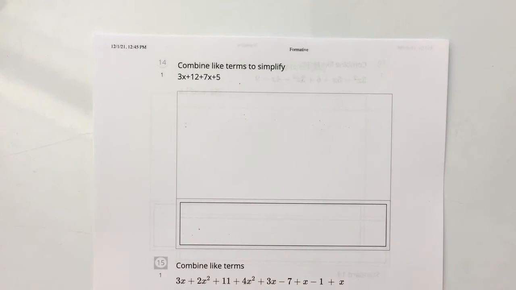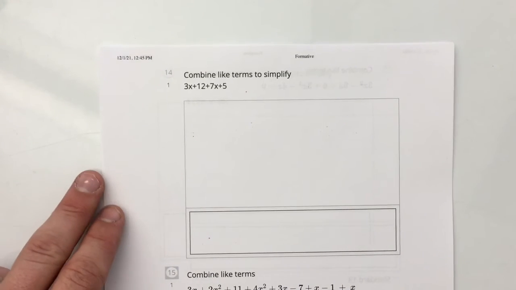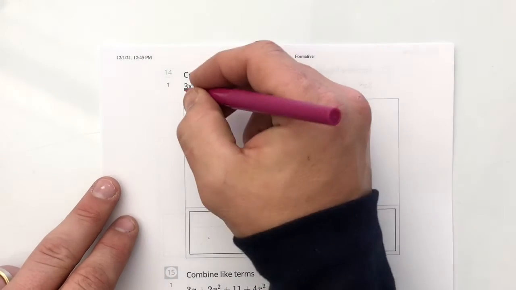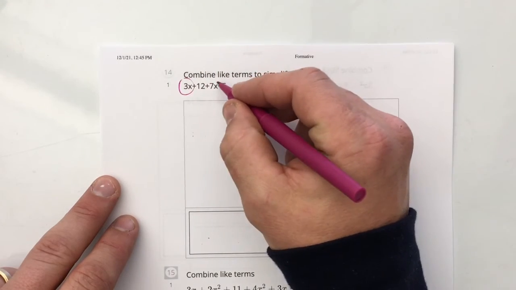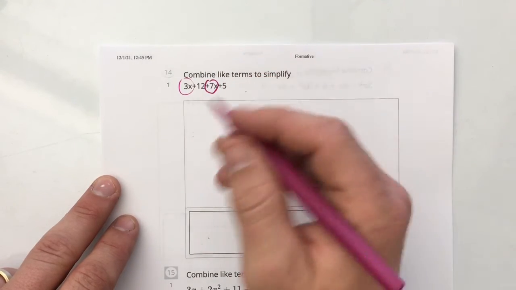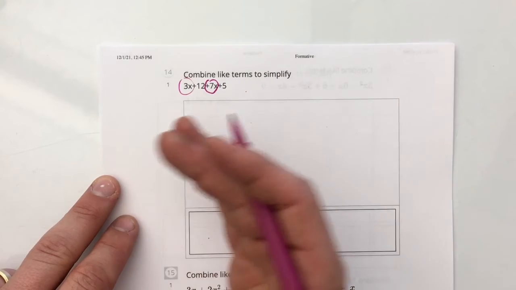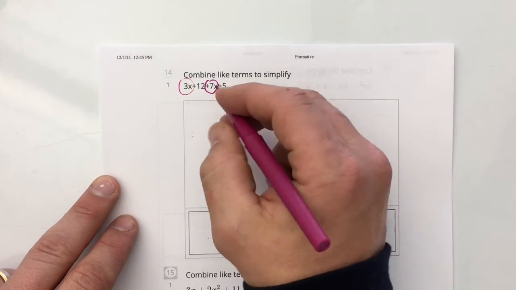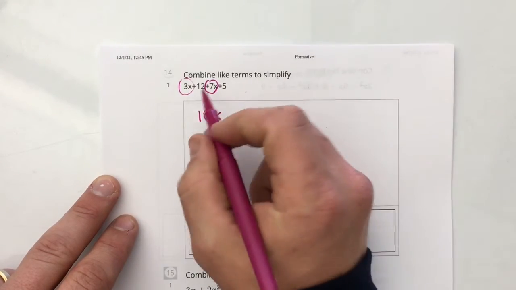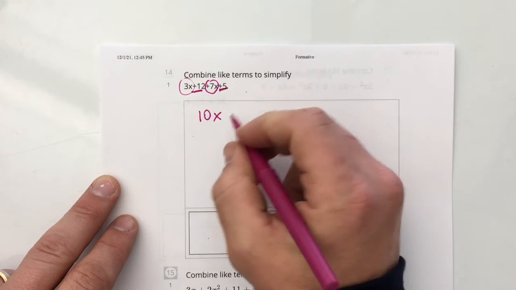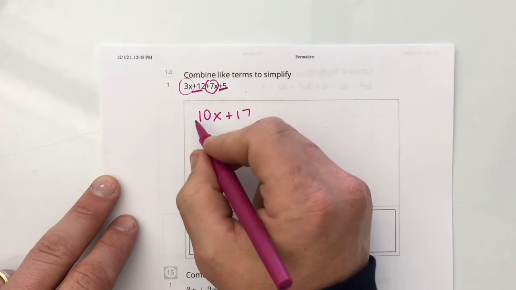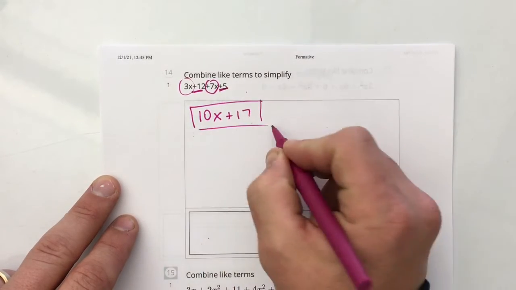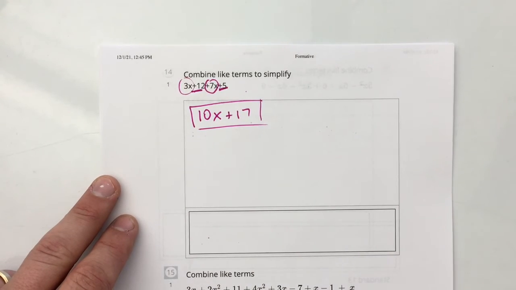Number 14. Combine like terms to simplify. We had some struggles with this. 3x plus 7x. Always grab the symbol to the left. 3x plus 7x is 10x. Positive 12 and positive 5 is plus 17. We cannot simplify any further.